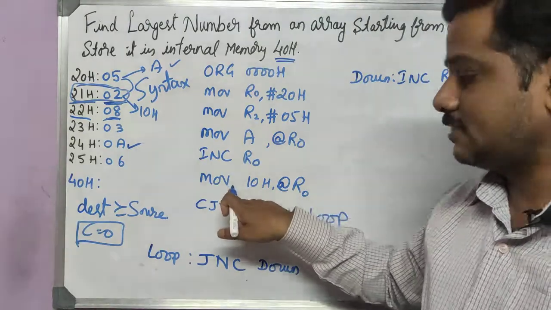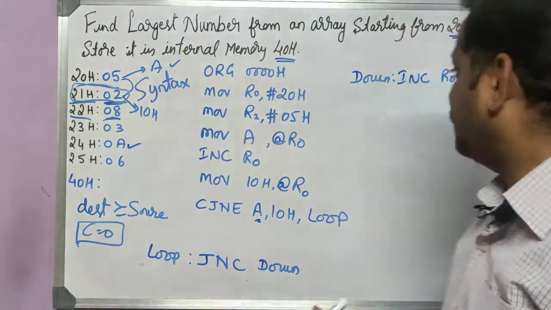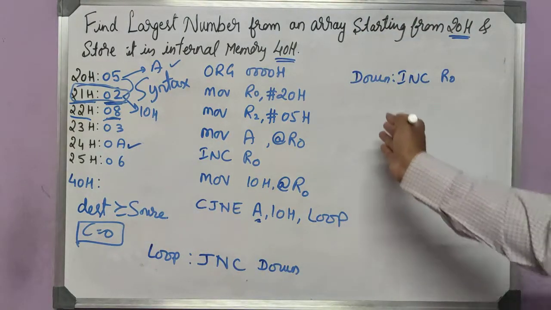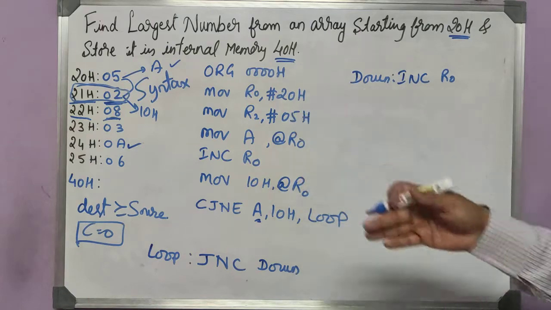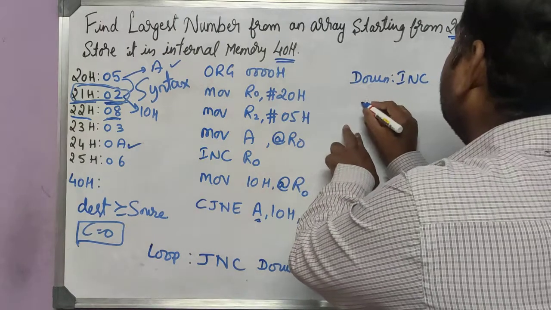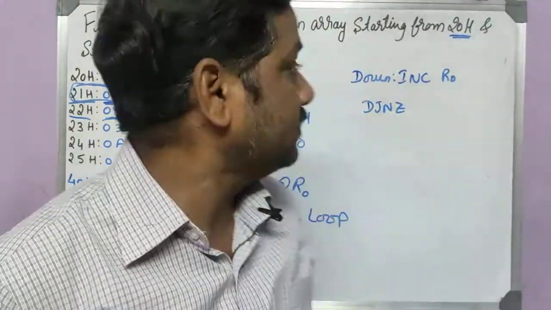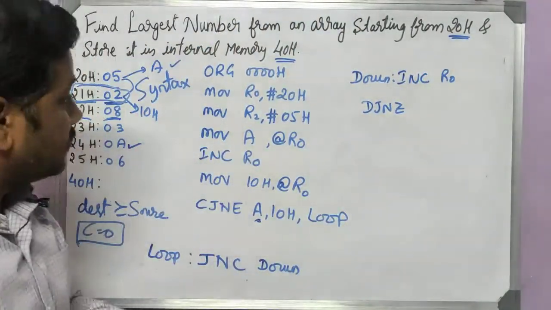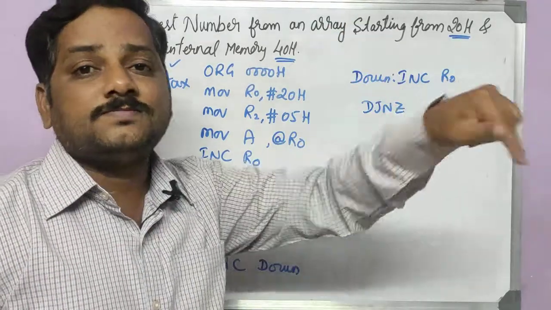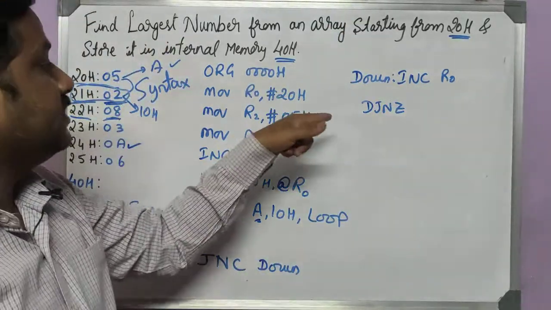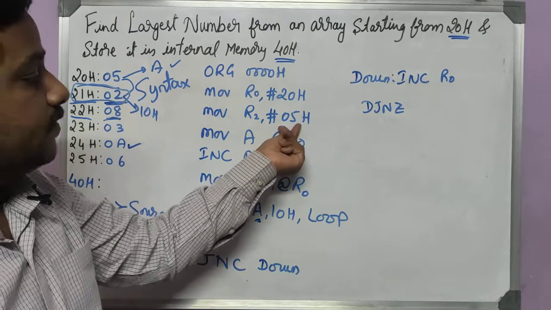So we should come back to this line now. To come back to that line, what do we need to do here? We should have a jump instruction. So what is that jump instruction? We use DJNZ. This is the instruction we use, DJNZ. And what is that? Decrement and jump if not 0. So what should be decremented? We should decrement this count.